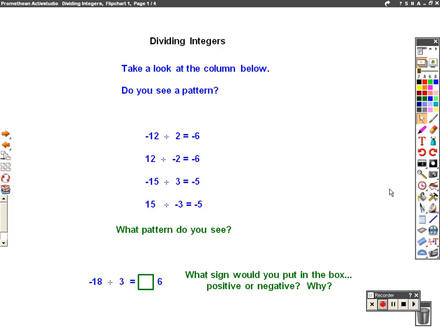Today we're going to be working on dividing integers. Now you probably just watched the video on multiplying integers, and if you have, that's really great because this is going to definitely help you understand dividing integers.